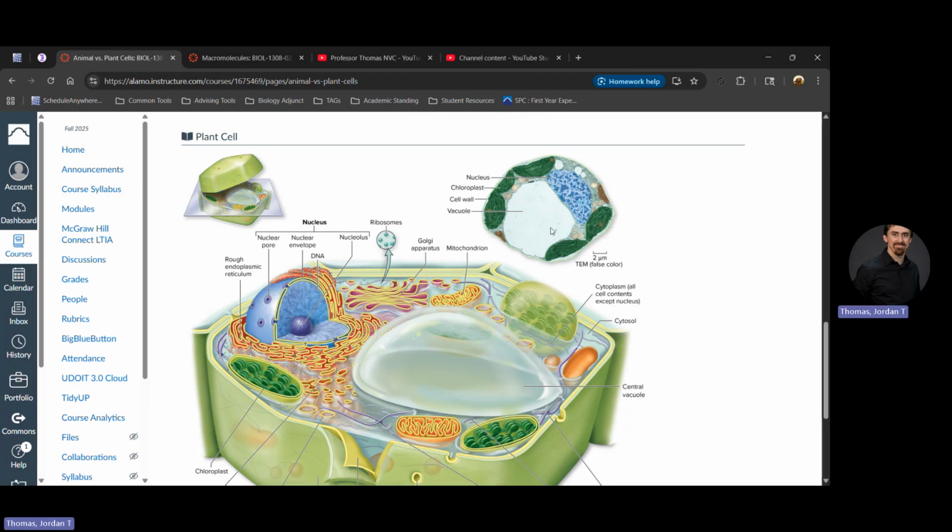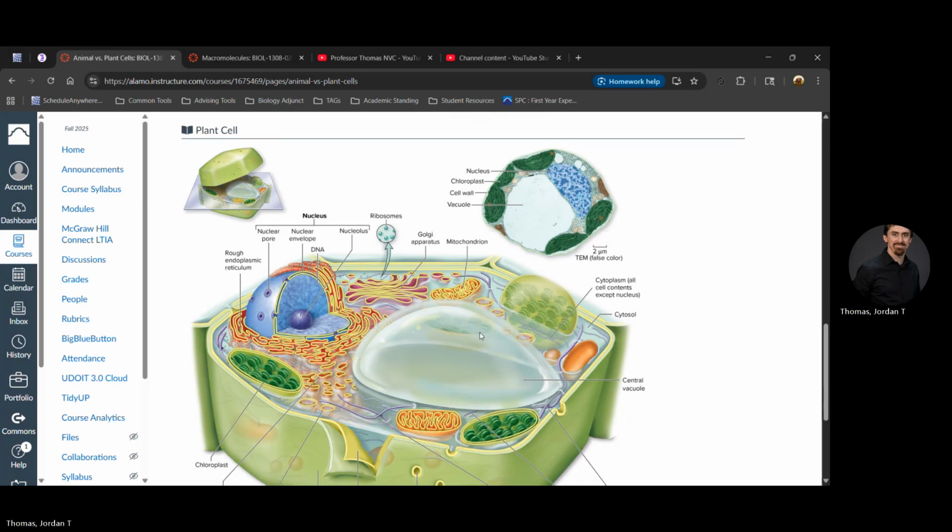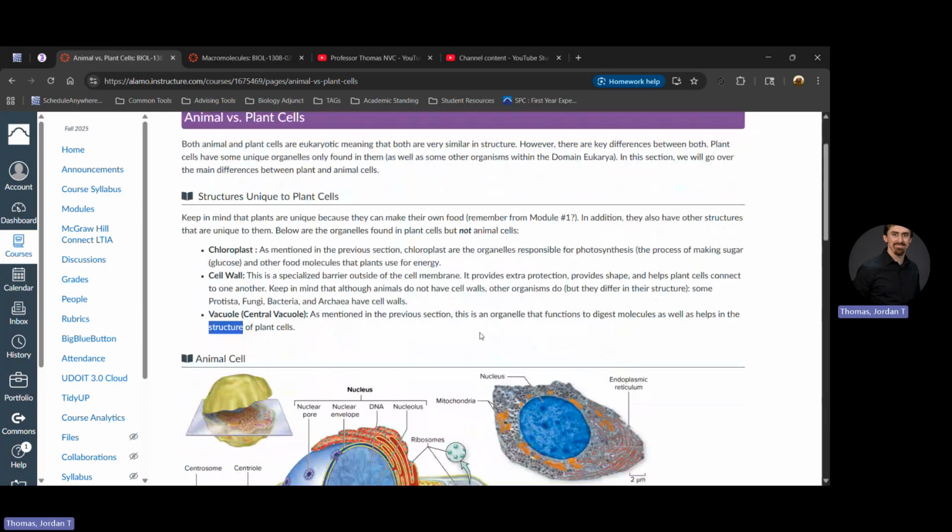So this is where there's some digestion going on, some storage going on, and some structural support too. Structural support meaning that it's so big it exerts pressure on the rest of the cell and helps it be nice and rigid. Those are the three organelles that are unique to plants: chloroplast, cell wall, and the vacuole. Make sure you know each one and make sure you can briefly tell me their functions.